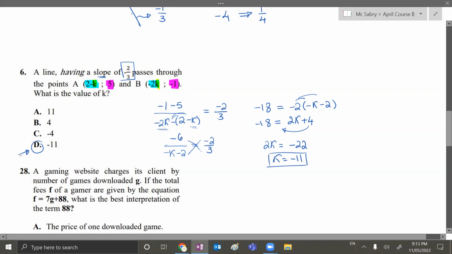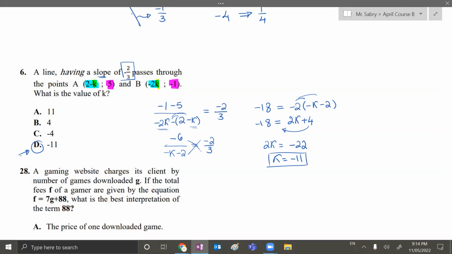All good? Is this clear? Does it make sense? Replies, please, replies. Right, let's see the next one.